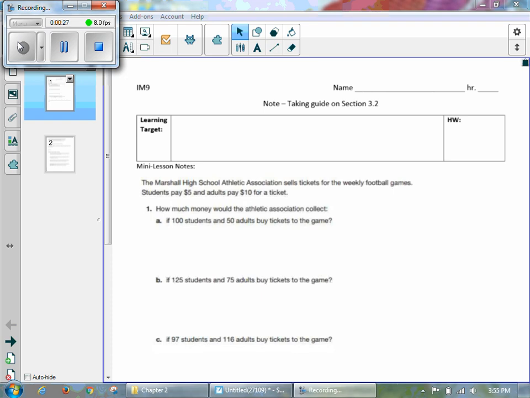So let's go ahead and fill in the note-taking guide. The first thing is the learning target and the homework I'm assigning. The learning target is I can write an equation in standard form, and the homework is 3.2 day 1.